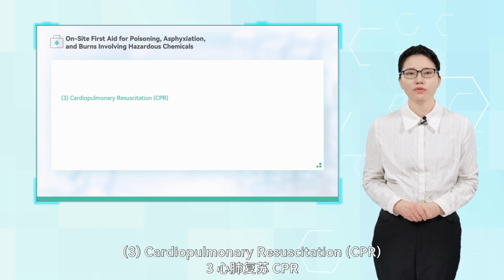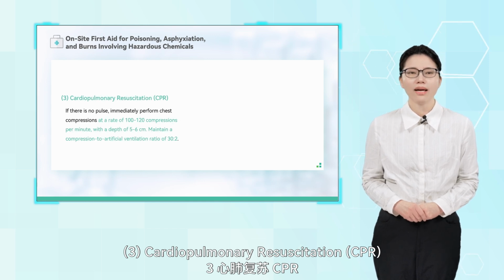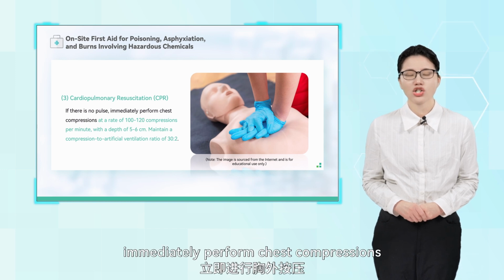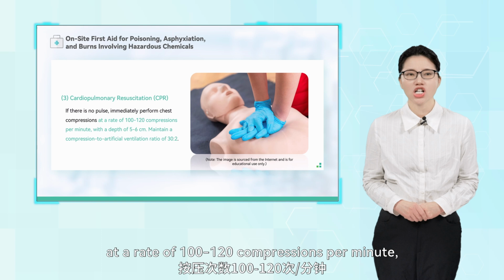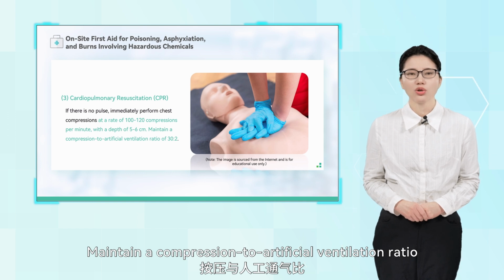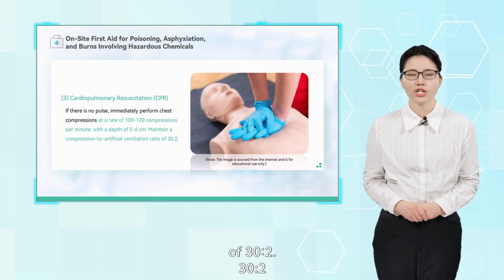3. Cardiopulmonary resuscitation (CPR). If there is no pulse, immediately perform chest compressions at a rate of 100 to 120 compressions per minute, with a depth of 5 to 6 centimeters. Maintain a compression to artificial ventilation ratio of 30:2.